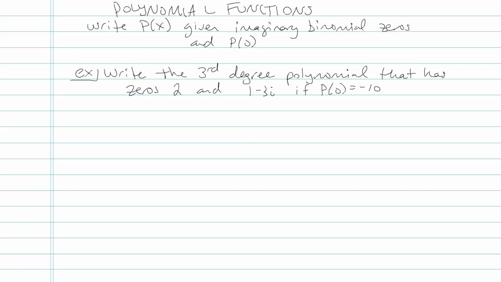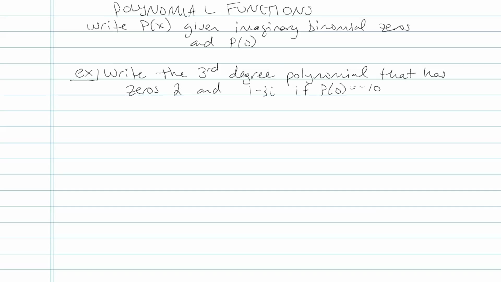www.brightstorm.com. I can write a polynomial given imaginary binomial zeros and also one other key point. In this particular problem, I'm given: write the third degree polynomial that has zeros 2 and 1 minus 3i if p of 0 equals negative 10. Okay, there's a whole lot going on in this problem.